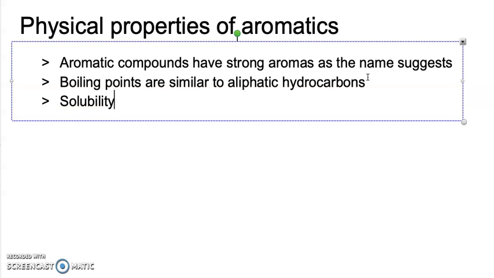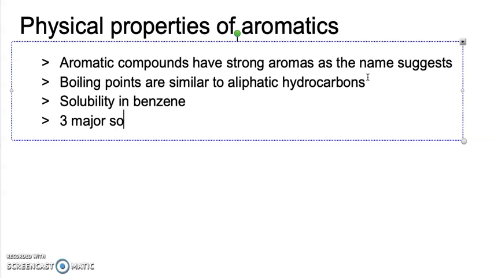So when it comes to the solubility of aromatics, so far we've kind of just said that everything has been soluble in hexane because like dissolves like. But if you think about aromatics, they're not aliphatic, okay? So what you're going to find is generally when we talk about aromatics, we're looking at the solubility in benzene. Okay, you're going to find that our 3 major solvents that we tend to talk about are going to be water, hexane, and benzene.